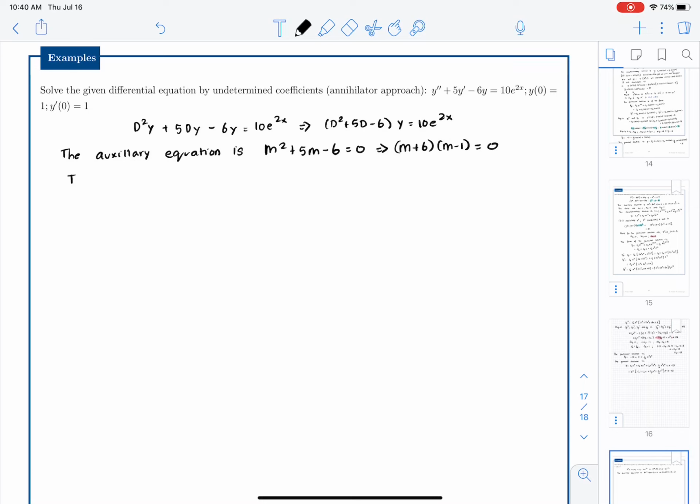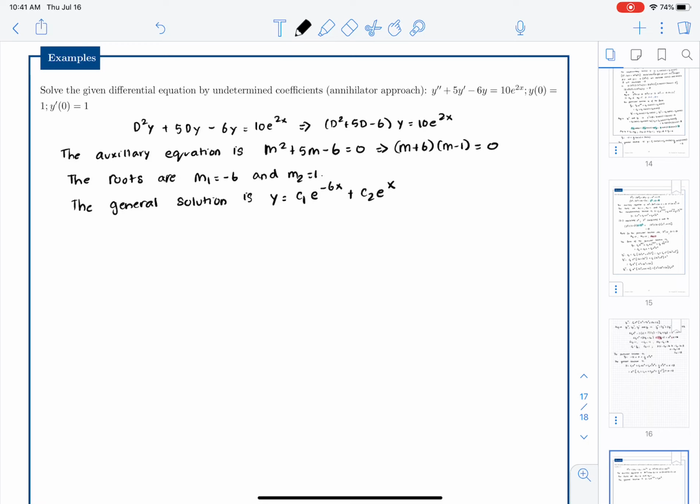So the two roots are m1 equals minus 6 and m2 equals 1. The general solution is y equals c1 e raised to minus 6x plus c2 e raised to x. Now that we have the general solution, we want to look for the particular solution.